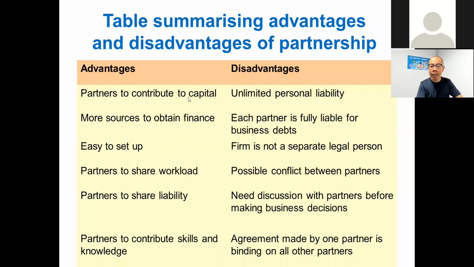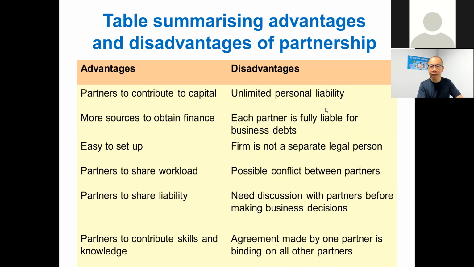More people means more money. Capital means money, right? So instead of one person, you have 5 people, so you have 5 times the money. It's much easier to get other people to give you money. If one person asks for a loan, it's hard. If 5, 6, 10 people ask for a loan, it's easier. And it's very easy to set up. All you need is for people to agree. More people share the burden of running a business, and more people share the potential liability. And you have more people sharing the skills and knowledge of running a business.